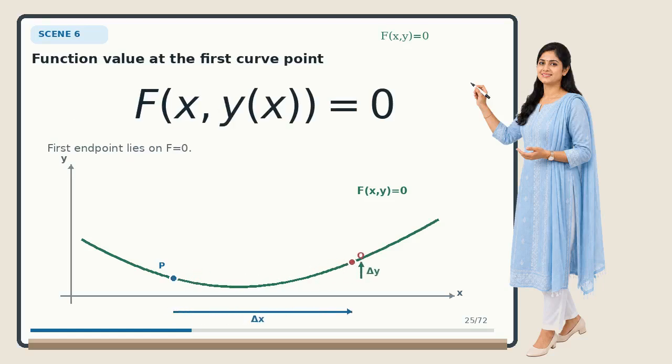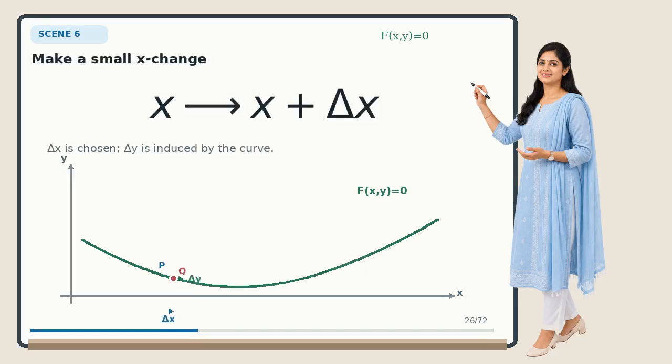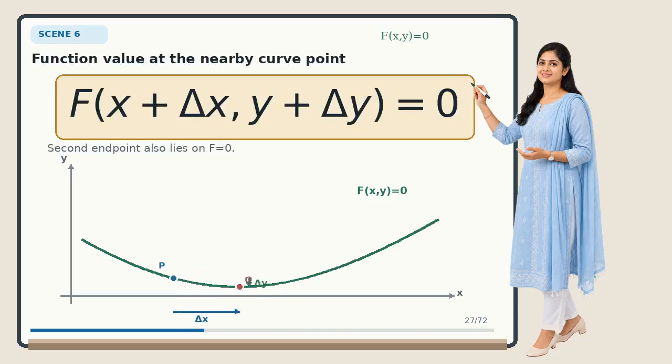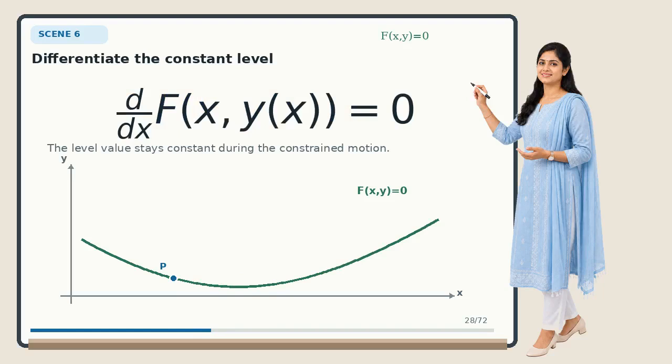At the first point on the implicit curve, the function value is 0. Now change x by delta x. The curve determines the corresponding delta y needed to remain on f equals 0. The nearby point also has function value 0 because that point is still on the same implicit curve. Along the curve f of x comma y of x is the constant 0, therefore its total derivative with respect to x is 0.